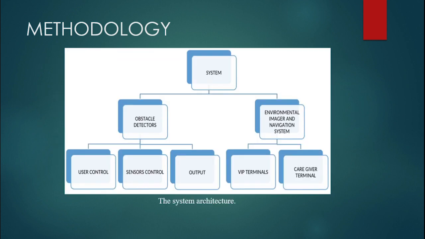Here we can see the main system. The system is divided into two: the obstacle detectors and the environmental imager and the navigation system. The obstacle detection comprises of three parts: user control, sensor control, and the output. While the environmental imager consists of just the VIP and the caregiver terminal.